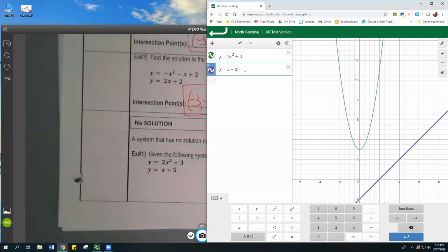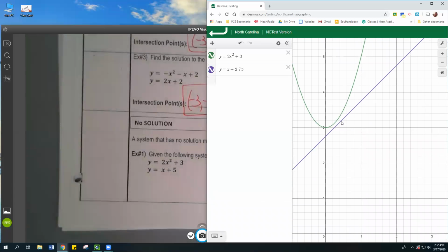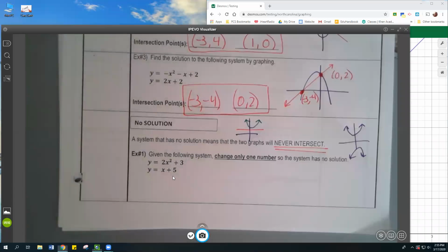So, ladies and gentlemen, there are infinite amount of possibilities here, right? You could do a -10. That would go down even farther. You could do a +1. You could do a +2. I wonder if 2.5 would work. I wonder if 2 3/4 would work. Yep, still looks good. Let me zoom it in. See, they do not touch. That is still no solution.